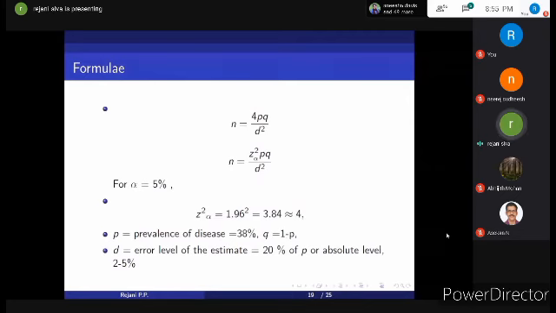We have another formula, 4 PQ by D square. It's a common formula. 4 is not a mere number. It is the approximate value of 3.84. It is mainly used in prevalence studies. The supposed value of P is 38 percent and Q is 1 minus P.